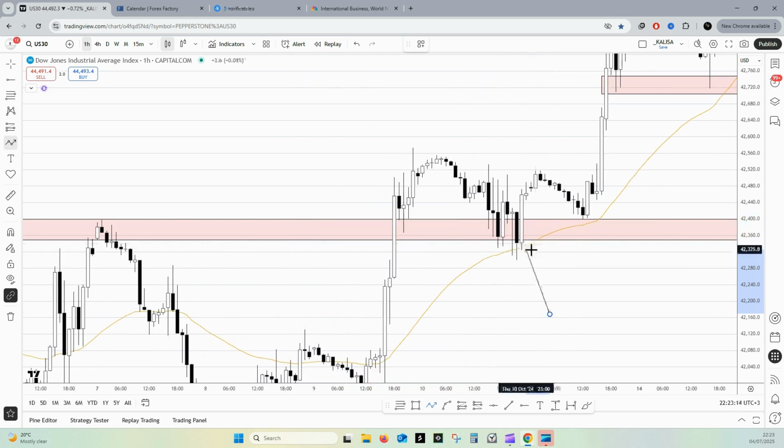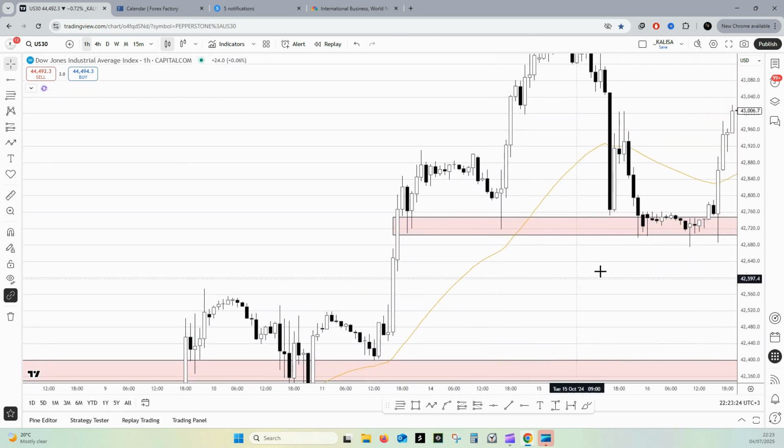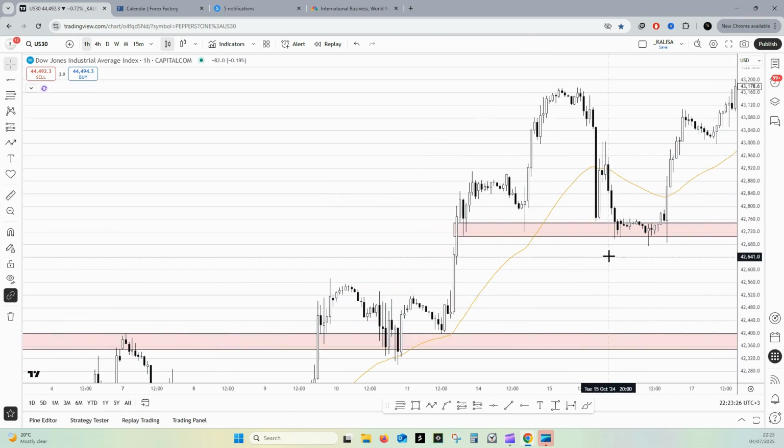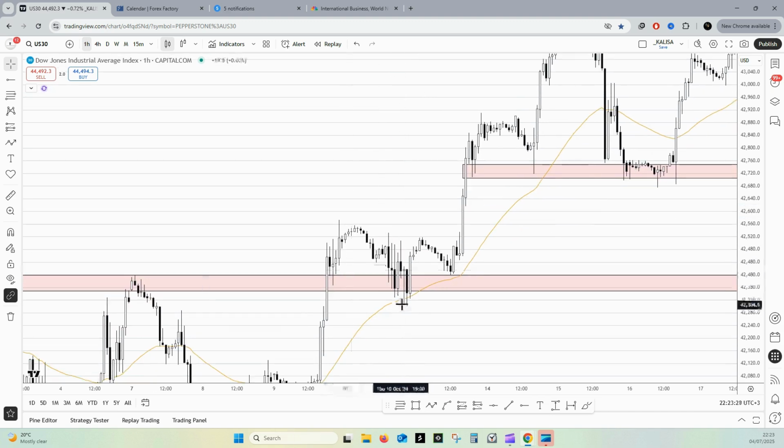So if, let's say, we got a bullish engulfing somewhere up here, for me it wouldn't count. The bullish engulfing needs to be at the reaction level. Now that would be the same thing over here. So this is where the lows are held. So this was the retest.